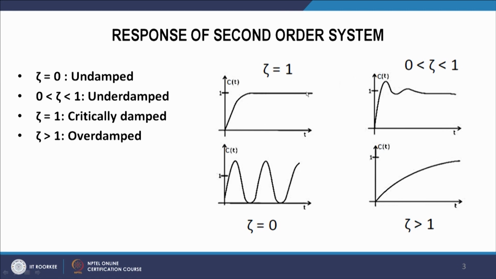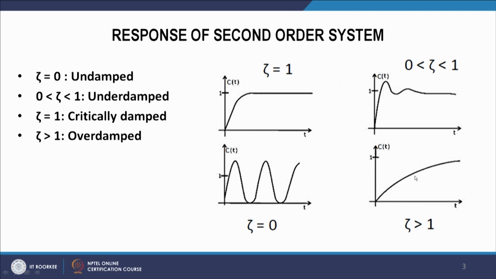Now for zeta greater than 1, we can see that this system is called an overdamped system. So zeta greater than 1 is an overdamped system, and we can see the response of an overdamped system.